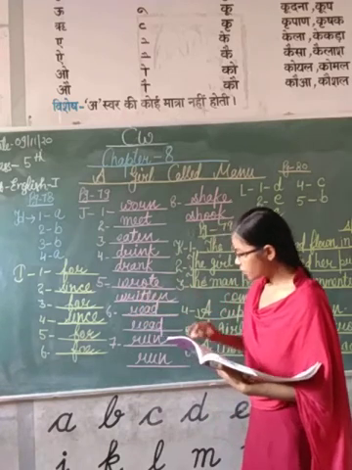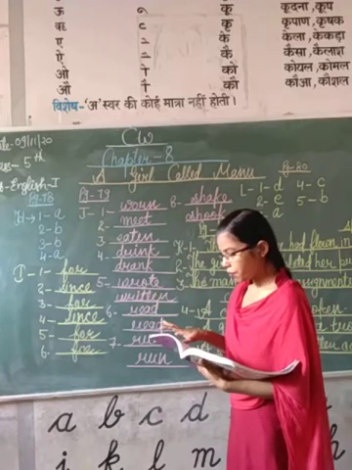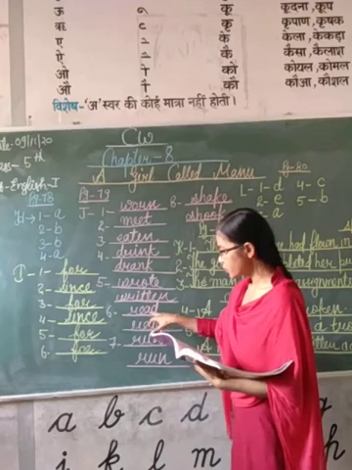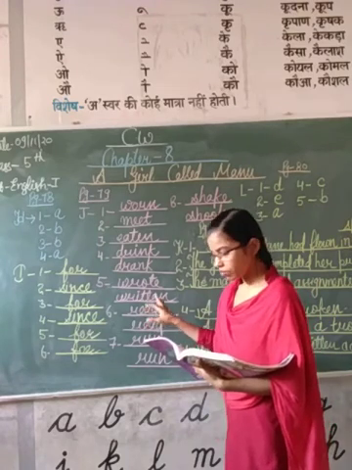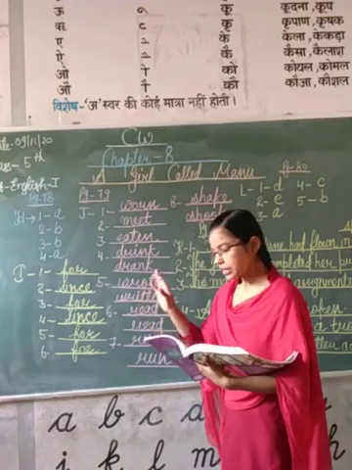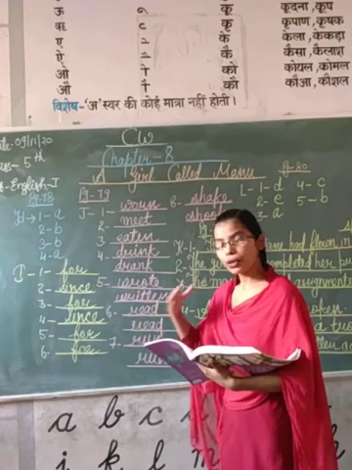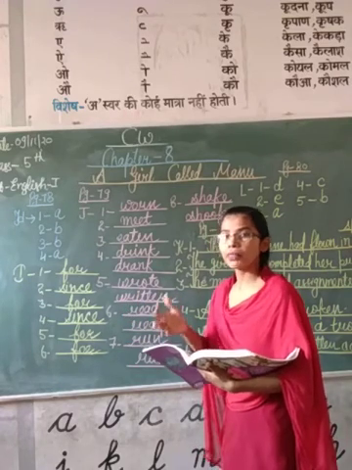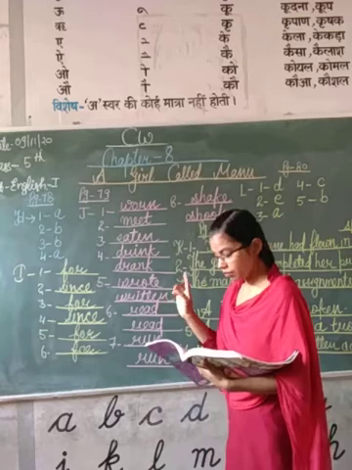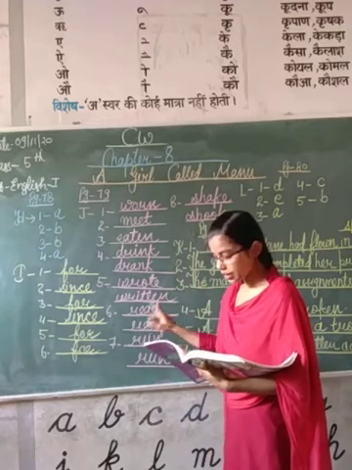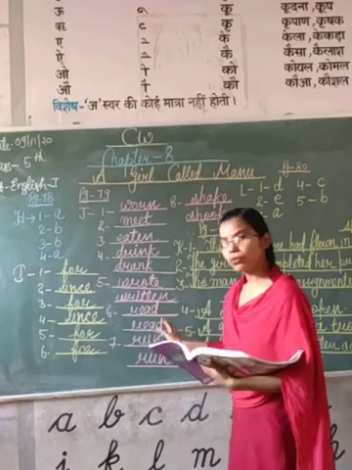Move to number 6. Read is given in the simple past column. Read, read. The simple past and past participle we pronounce as read. The first form is read, the next is read, and the third is also read.